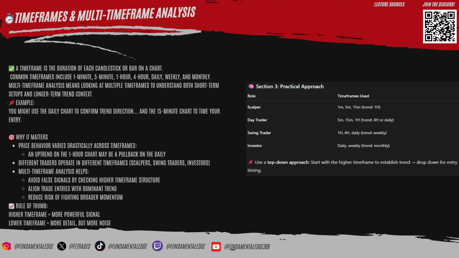So what does that mean? Every chart you look at, whether it's a 1 minute or a monthly, represents the same asset, but through a different lens. The shorter the time frame, the more detail, but also more noise. The longer the time frame, the less noise and more structure and reliability.